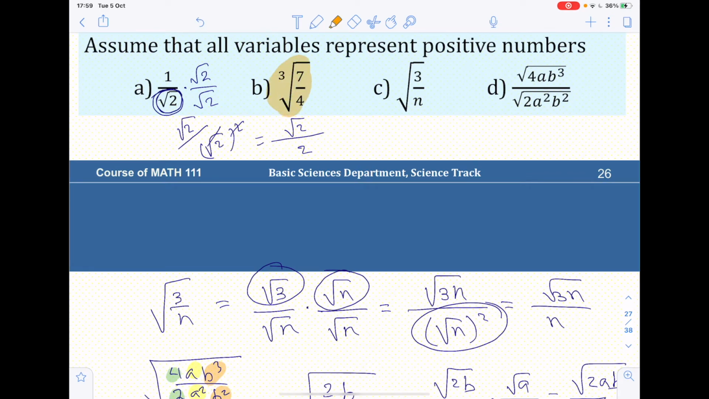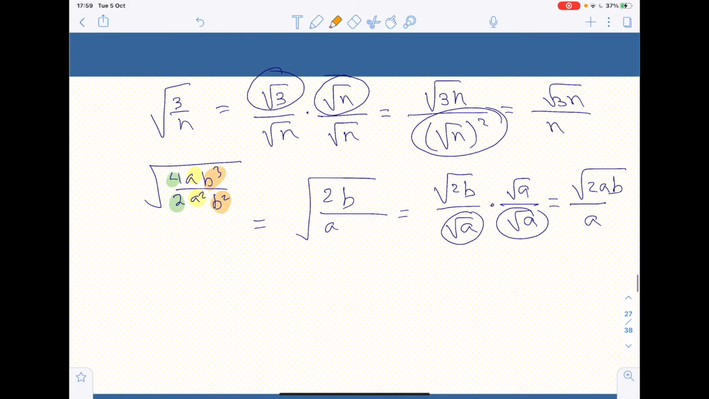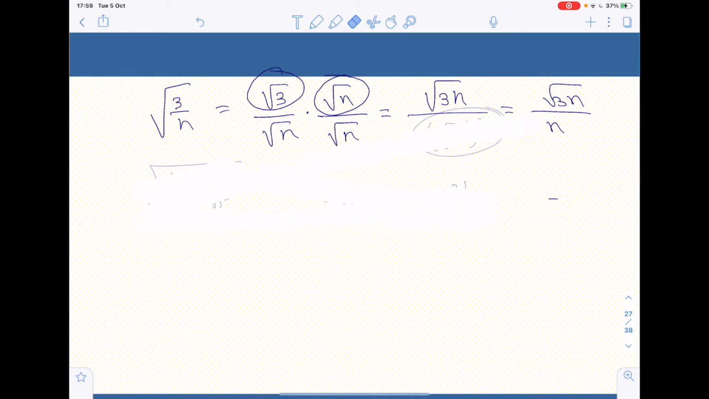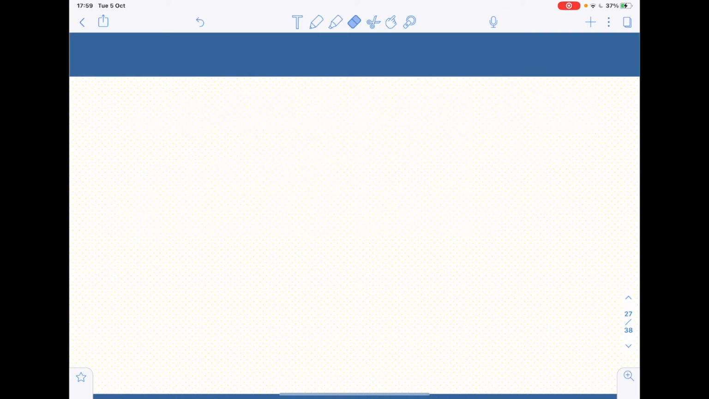Now we're going to solve this one. I left this one to the end because it has a third root, and it's a little bit different than the square root. So the third root of 7 over 4, the third root of 7 over 4. So let's write this one as the third root of 7 over the third root of 4.